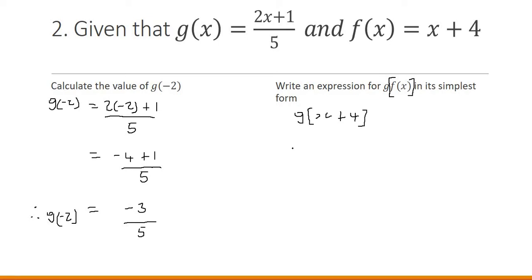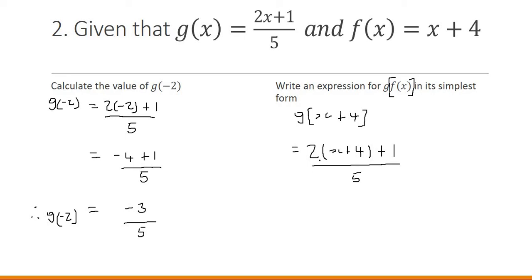So this is going to equal 2 times x, but instead of putting back x, we're going to replace x with x plus 4. So it's going to be 2 times (x plus 4) in brackets, put back our plus 1, all of this should be placed over the denominator of 5.